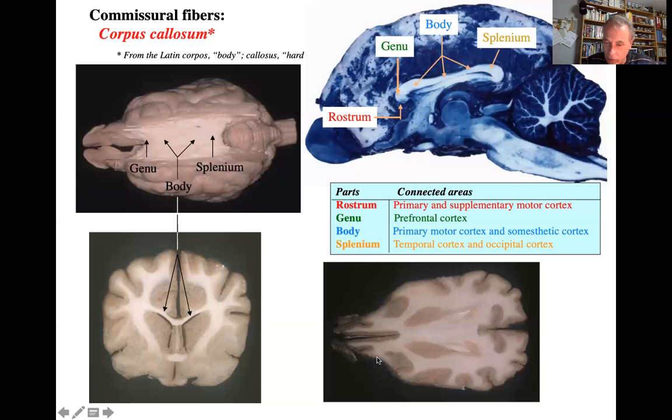This is a dorsal section of both cerebral hemispheres. You see the caudate nucleus with a long tail, right? The head, the body, and the tail. And here we have the corpus callosum, right?